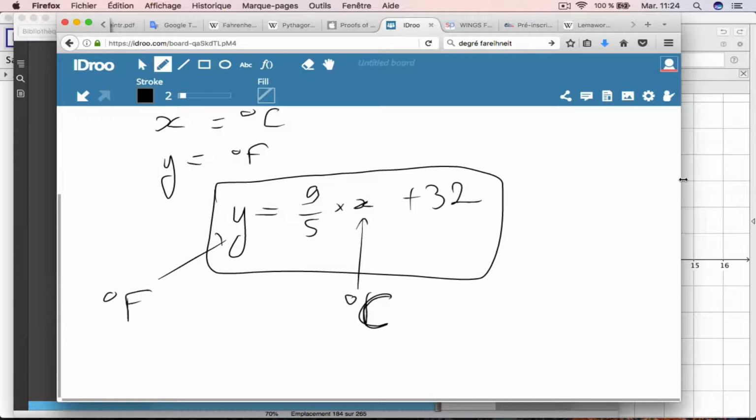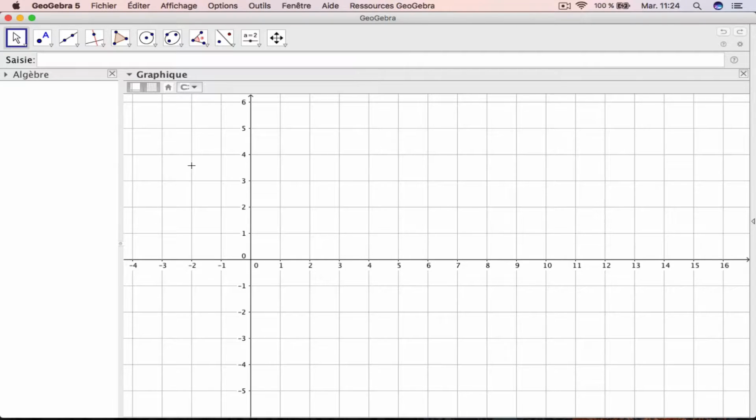So, here is a graph. We've got two axes. We've got an horizontal axis called x-axis. Nous avons un graphique avec deux axes. Un axe horizontal qui s'appelle l'axe des x ou axe des abscisses. And we've got a vertical axis which is called y-axis. Et nous avons un axe vertical qui est appelé l'axe des y ou axe des ordonnées.